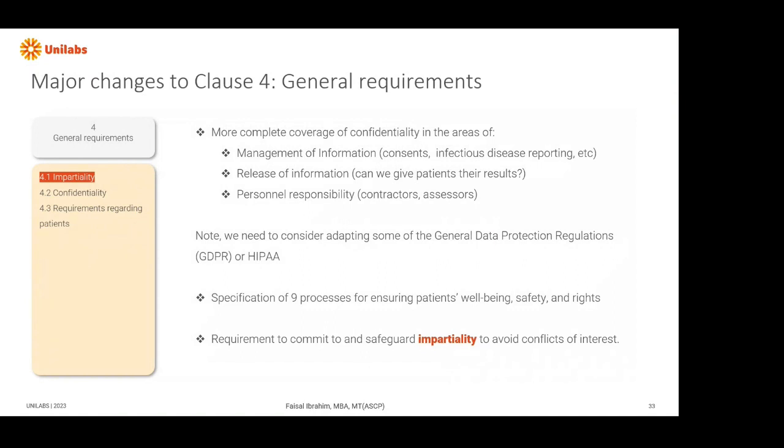in the ISO standard. So as I mentioned, you have clause 4 through 8. So let's start with clause 4. In clause 4, we have more complete coverage in the area of confidentiality. They have added more information regarding management of information. So consent is an example for that. Infectious disease reporting. So if you're going to report infectious disease to authority, maybe we should notify the patient ahead of time that the result will be shared with the authorities.